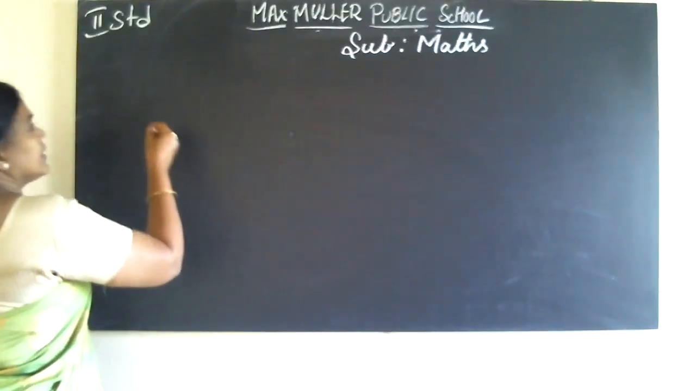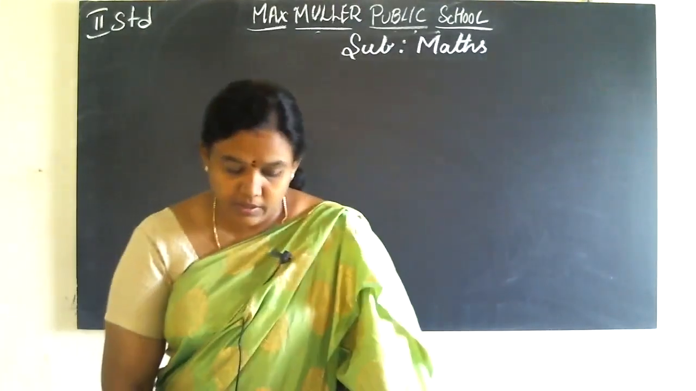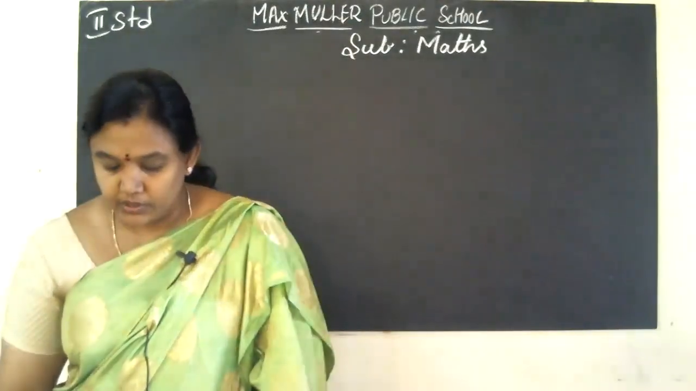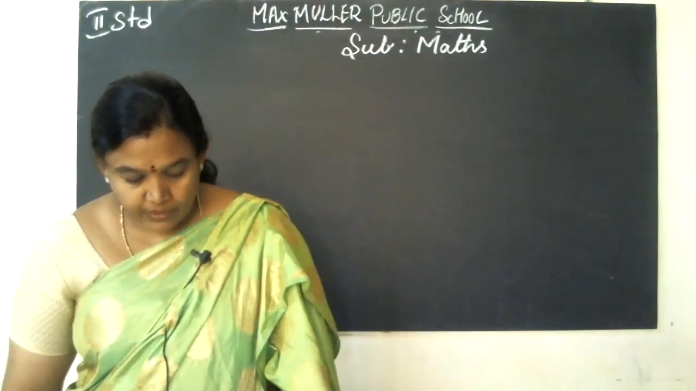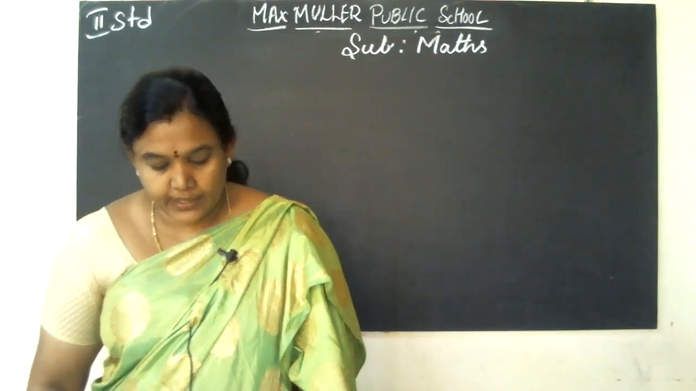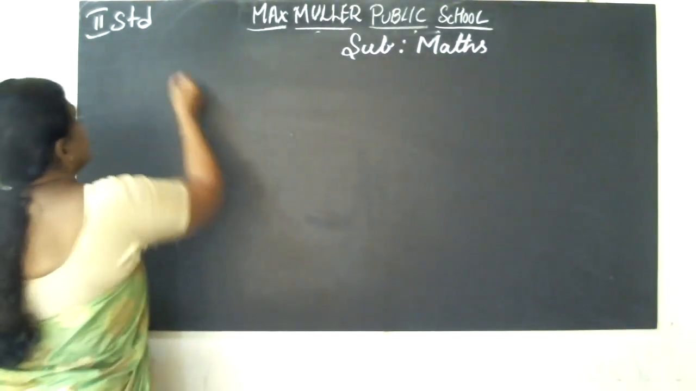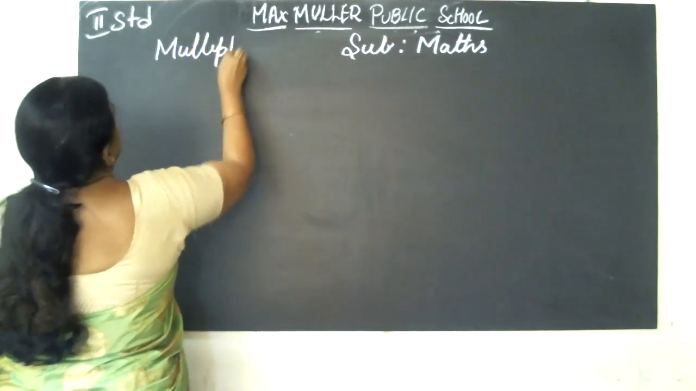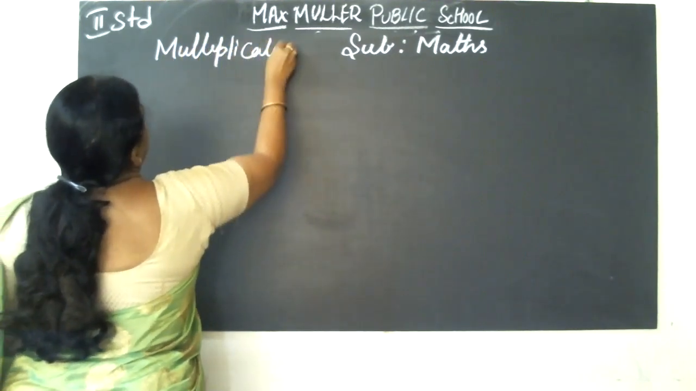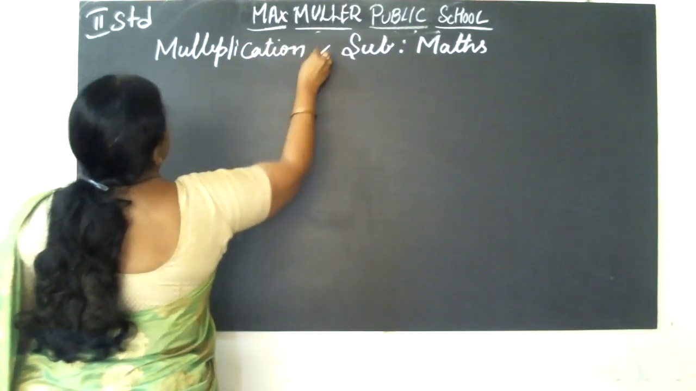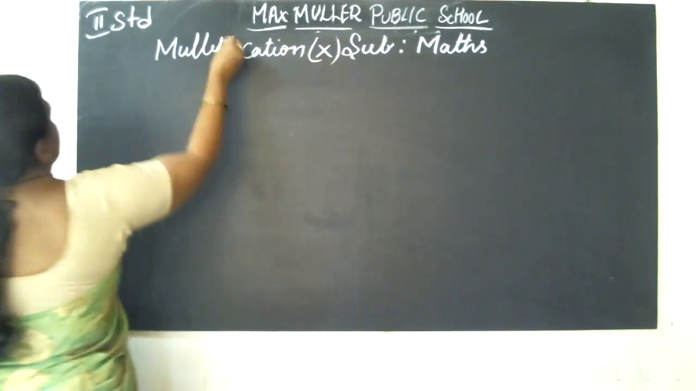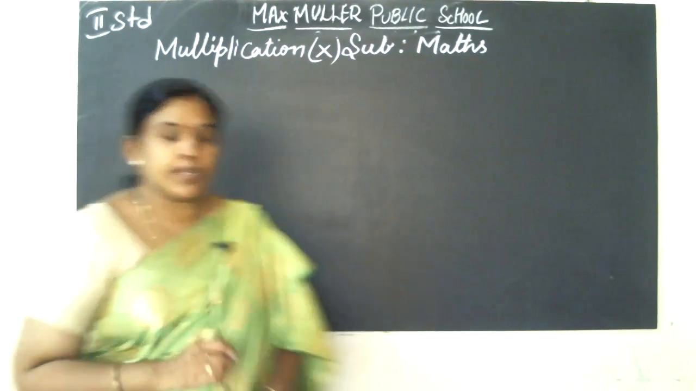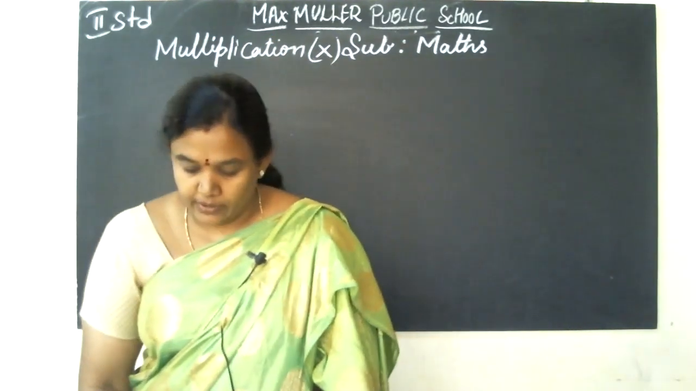Last class we started the semester 2 textbook. Now, children, we finished multiplication. Multiplication is repeated addition. For multiplication, which sign will we use? We will use the into sign. This sign we will use. For addition, plus. For subtraction, minus we will use.